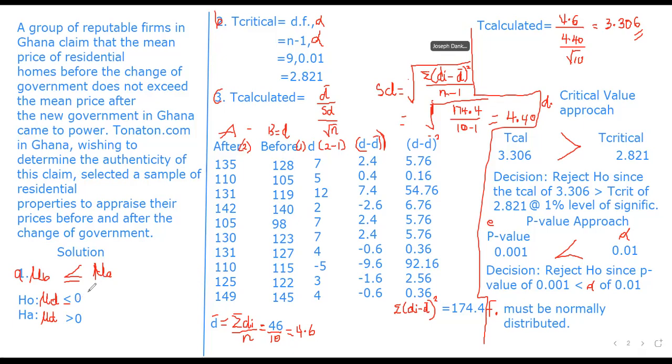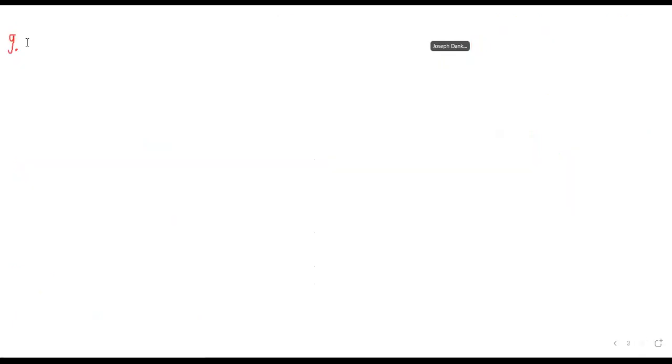So this H0 was telling us that the change of government is the cause of higher prices, and the HA is saying that the change of government is not the cause of higher prices. So if we are rejecting H0, which says that the change of government is the reason or the cause of higher prices, then we are referring to HA, which says the change of government has nothing to do with the higher prices. So your answer will be no. Justify practically: no.